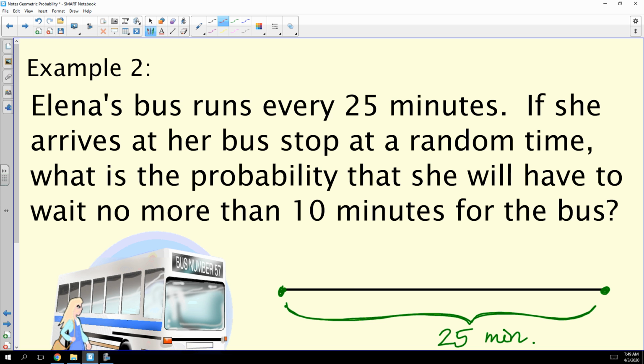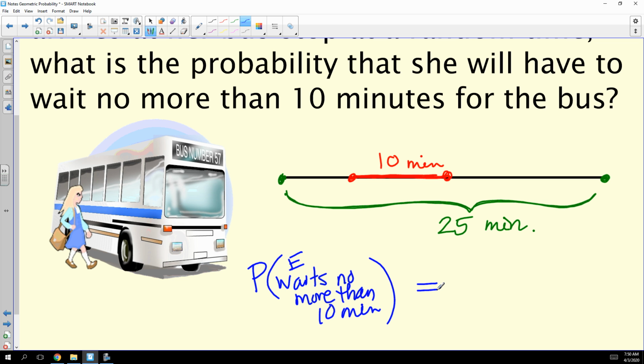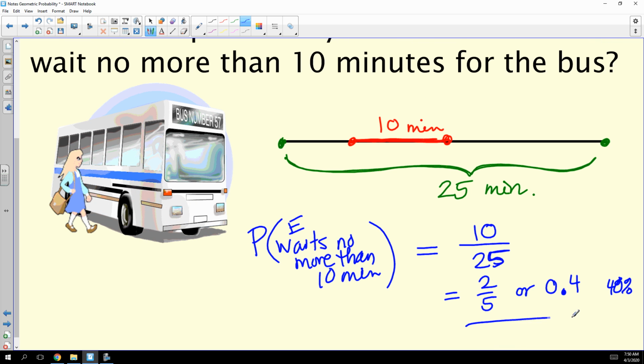And then Elena comes up, and she's waiting, and we want to know what's the probability that she's going to have to wait for no more than 10 minutes. So she's waiting a time span, let's say a random time span of about 10 minutes, right? Okay, her wait time. So we want to know what's the probability that Elena waits no more than 10 minutes. I definitely probably wouldn't write that out on the usual basis. Okay, so we have a 10-minute time span, right? And then we have a 25-minute time span between buses. So that probability is going to be 2/5. Or as a decimal, that would be 0.4, right? Or 40%, excuse me. Just depends on what form of answer you're asked to express that in.